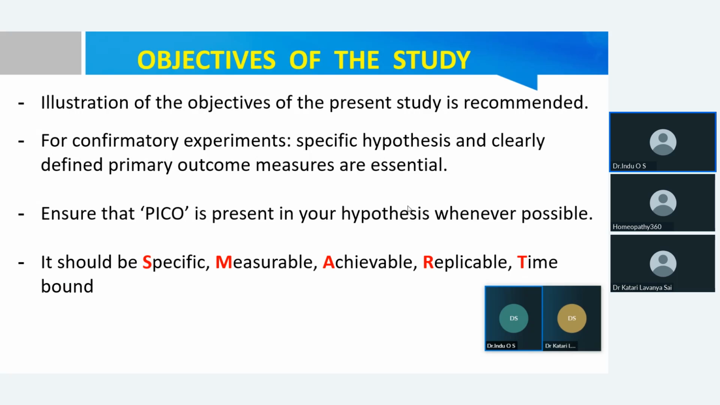So next is about materials and methods. Next slide. Under materials and methods, as the title indicates, we should mention the materials required for the study as well as the methods. Next slide. Under this, we have to mention the source of data. So data collection is very, very important.